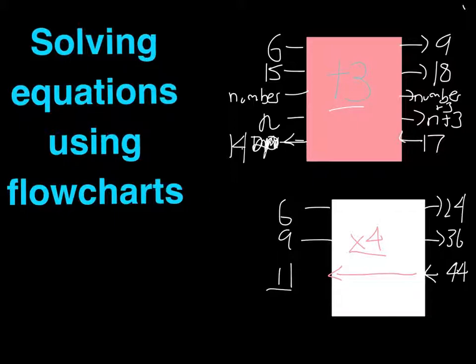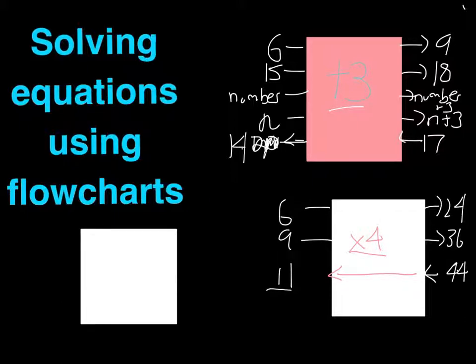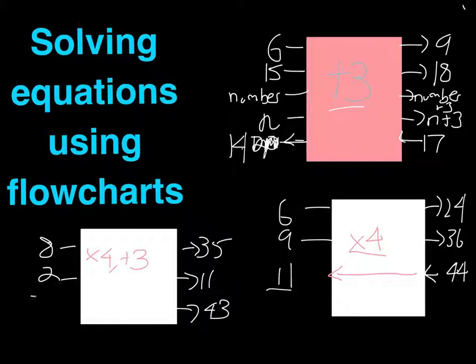So let's look at another machine that combines these two. So let's say I have a machine that times by 4 and adds 3, okay? So if I were to put, say, 8 into this machine, it'd times 8 by 4, 32, and then add 3, I'd get 35, okay? If I were to put 2 into this machine, times 2 by 4 is 8, plus 3 is 11. Now let's say that I ended up with the answer of 43. So what do I put into this machine to get 43?